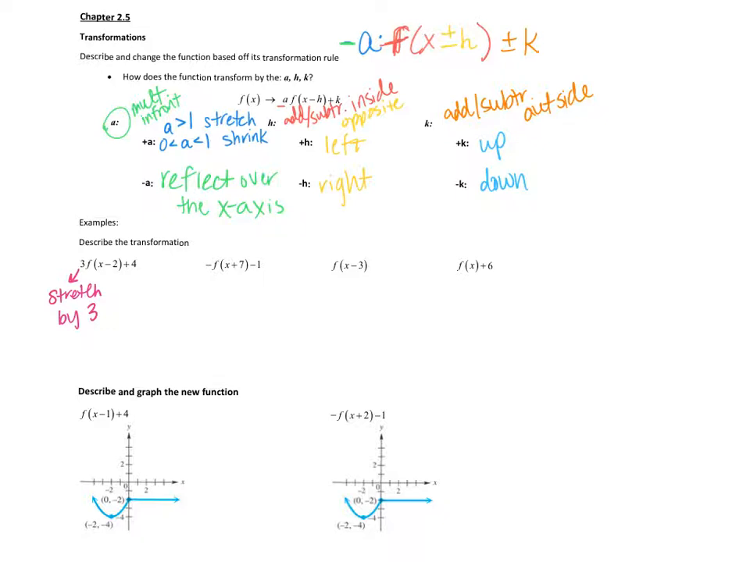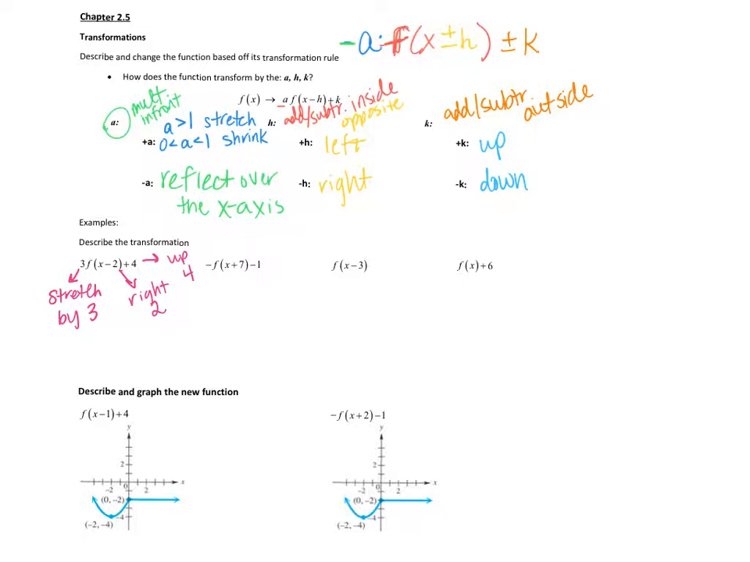Then I notice that I've got a minus 2 on the inside. So I'm subtracting on the inside. It's going to be my h, and it's negative, so I'm going to be moving to the right 2 units. Okay, then I notice I've got a 4 on the outside of the function, so I'm adding 4, which means I'm going to be moving up 4. Okay, so hopefully now it makes a little bit more sense. It's all about the location.